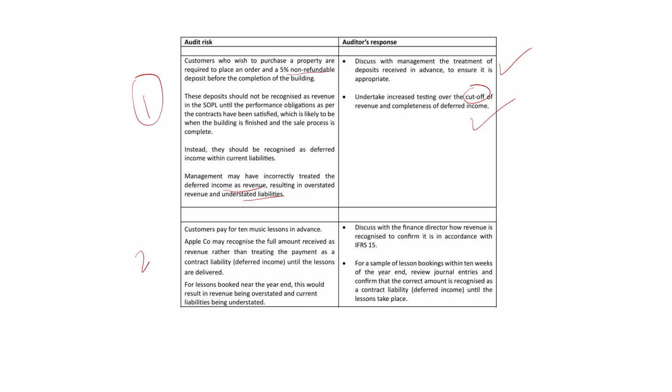In another example, similar concept. Now, customers pay for 10 music lessons in advance. The risk is they might recognize the full amount as revenue instead of treating it as deferred income, and exactly the same financial statement impact. Revenue could be overstated and liabilities could be understated.